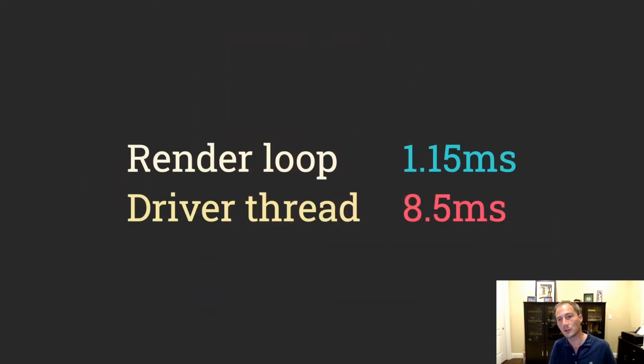Our render loop, which includes, for multiple passes, the culling, the frustum culling, the sorting, what we call voxelization. We have clustered forward rendering, so we have to assign the lights to voxels inside the frustum. Anyway, all of that takes 1.15 milliseconds, and we run on all the cores that we can find available, which is 8 cores on the Pixel 4.